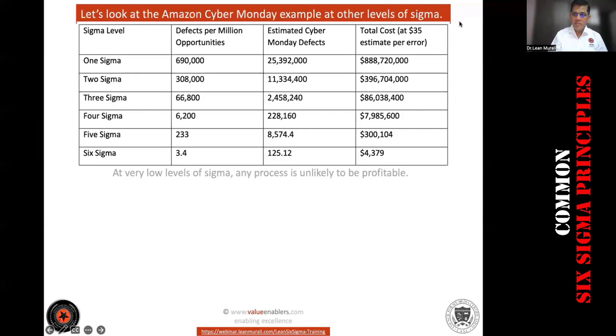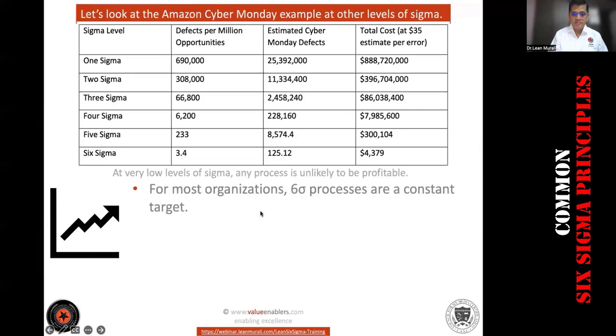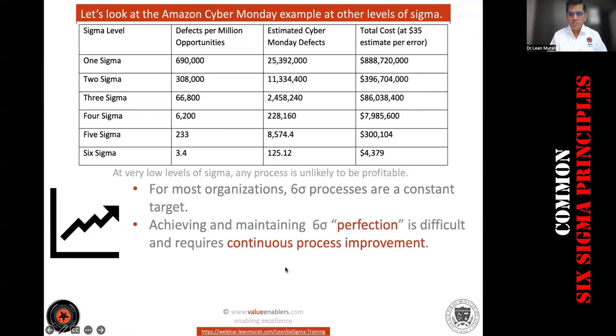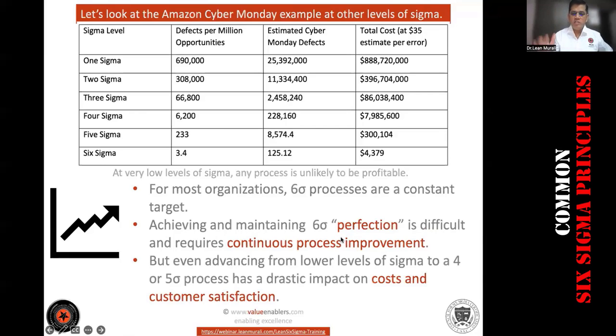If your variation is very high and error rates are very high, that means your sigma level is low, and you are likely to get affected in your GPS, particularly the P of GPS. That is, profitability is going to get affected. So 6 sigma is a good target for most companies. They aim towards 6 sigma, which is almost 3.4 defects per million opportunities, and they strive for continuous improvement for that.